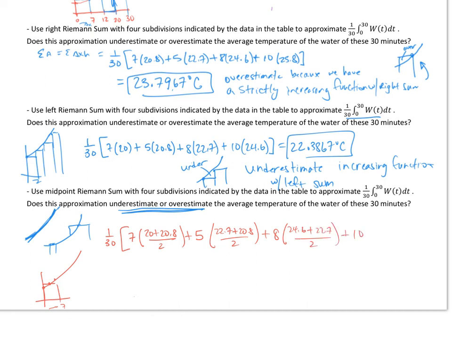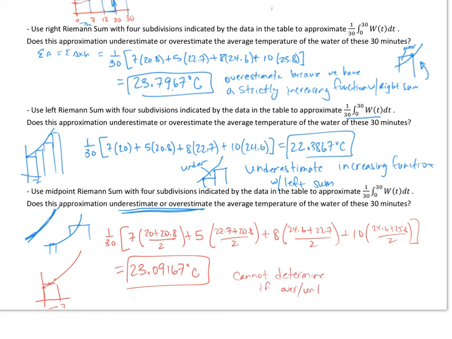And then the last one has a delta x of 10, and this is in our table here, this is going to be the 25.8 and the 24.6, the average of those. Okay, to spare you all the details from in between doing this calculation, you end up with 23.09167 degrees Celsius. And again, we cannot determine if it's an over or underestimate.